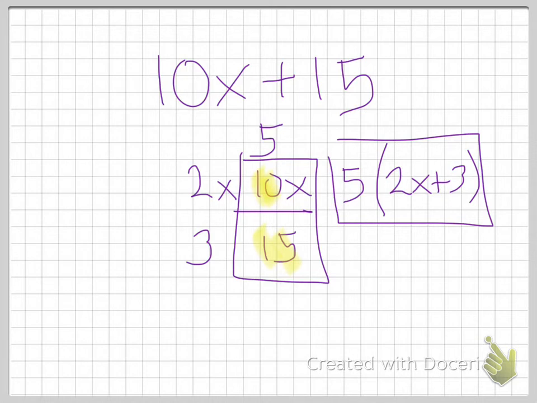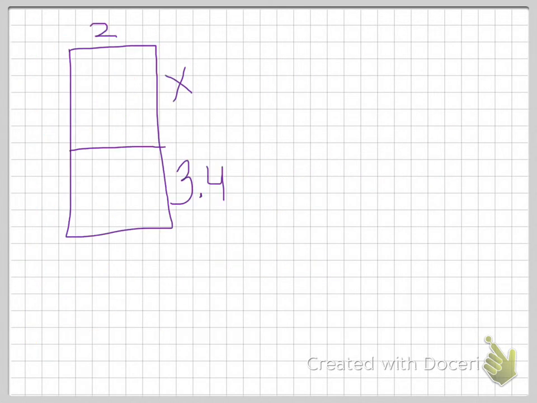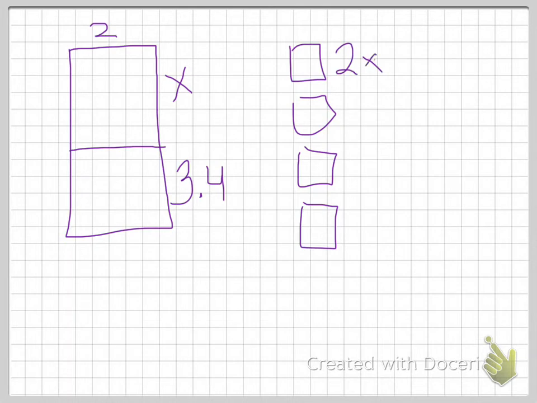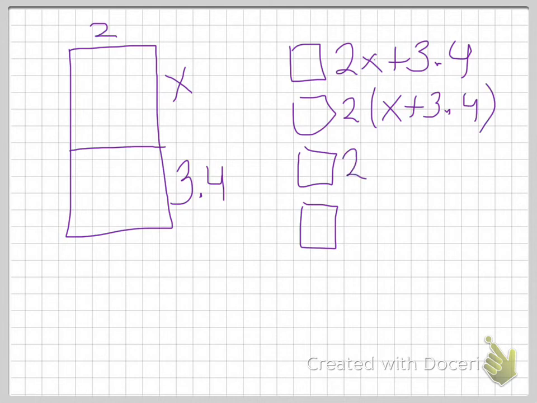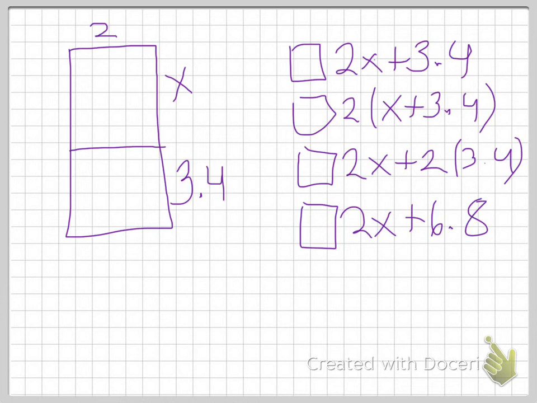Okay, so I'm going to skip the next slide real quick and then go back to it. So, one of the things that they like to ask on the state testing is to click all of the answer choices that apply. So there might be 4 boxes, and one of the choices might be 2x plus 3.4. One of the choices might be 2 times (x plus 3.4). Maybe we have 2x plus 2 times 3.4. Maybe a 2x plus 6.8.